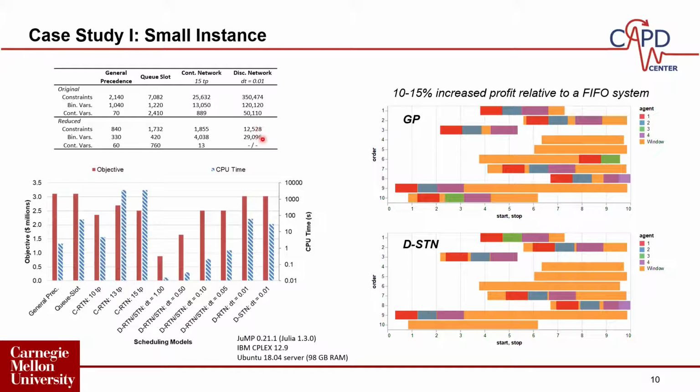Now, if we look at the Gantt charts for the general presence model and the discrete time STN models, we can see that most of the orders are scheduled within the time window, which are these orange bars. The different transactions are scheduled within those bars. And one of the results is that there's about a 10 to 15% increase in profit relative to a first in, first out system. So we see that there are benefits to using scheduling of these transactional processes rather than running an unoptimized system.